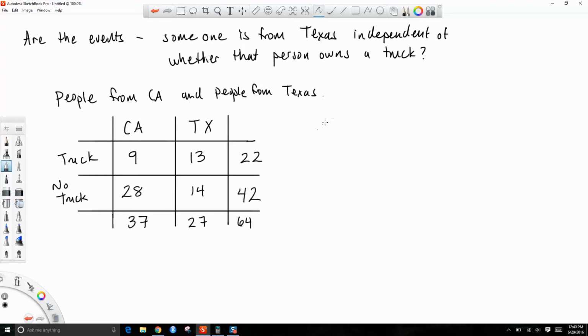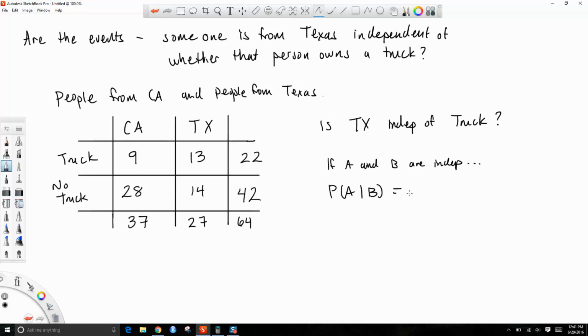So we want to know, is Texas independent of truck ownership? Okay, so if they were independent, what would be true? If A and B are independent, what is true? Yeah, if A and B are independent, then the probability of A given B will equal the probability of A, right?